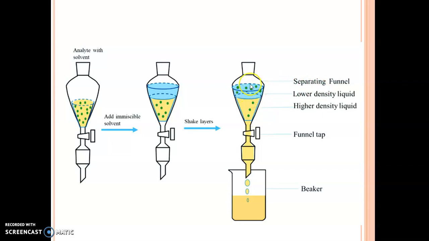Blue color is considered the lower density liquid and yellow the higher density liquid, and the solute is present in it. So this is the funnel cap. After opening this cap, you can see the higher density liquid is removed into the beaker.